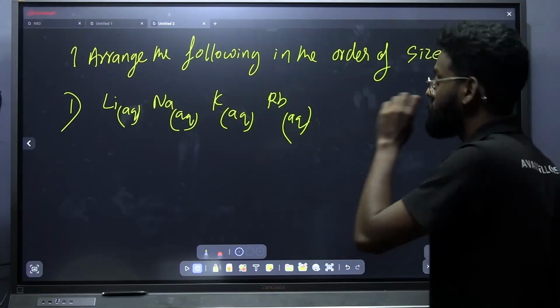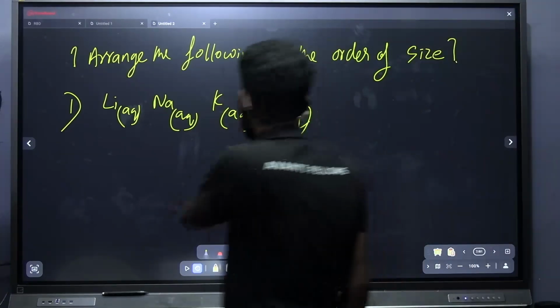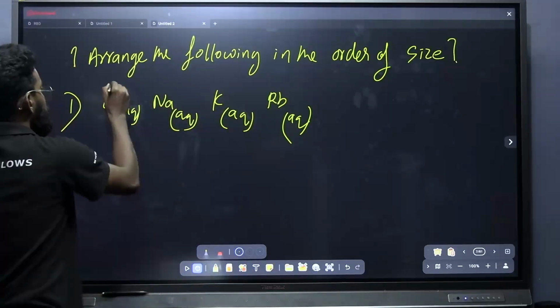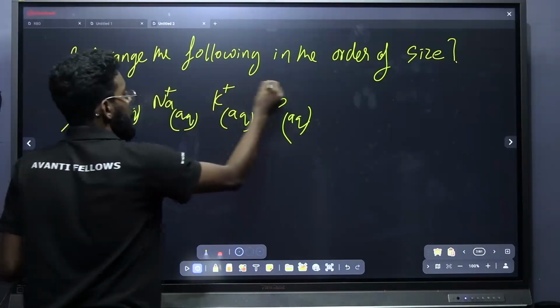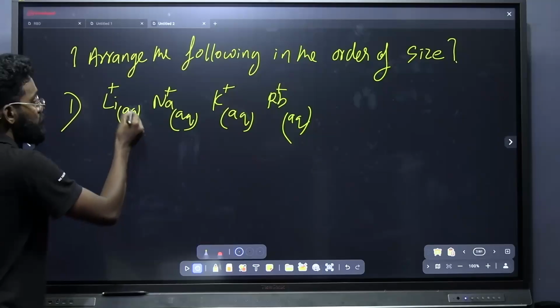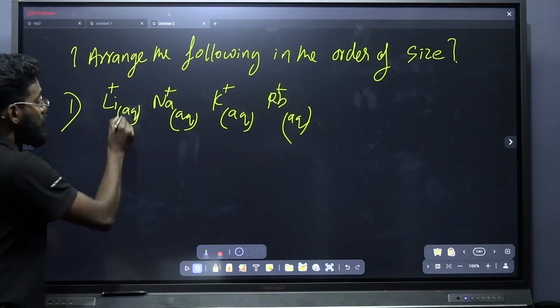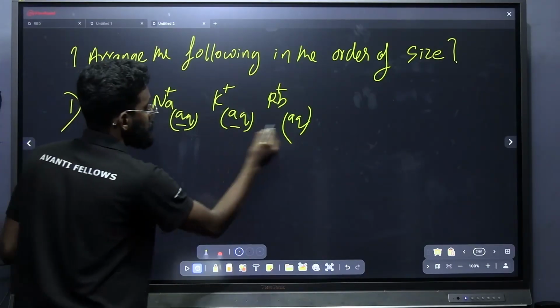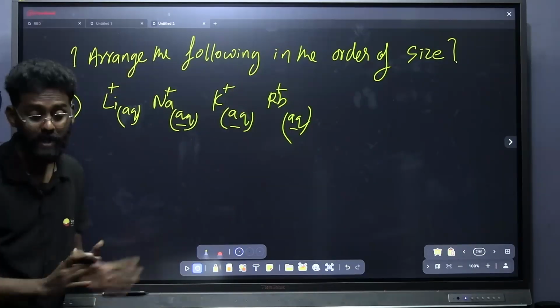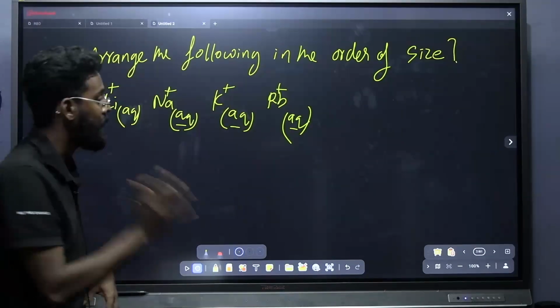Here is a mistake that you will be making. Here they are not asking about the normal gaseous ionic size. They are asking about the size of the hydrated ion. What does this aqueous mention? These ions are hydrated.